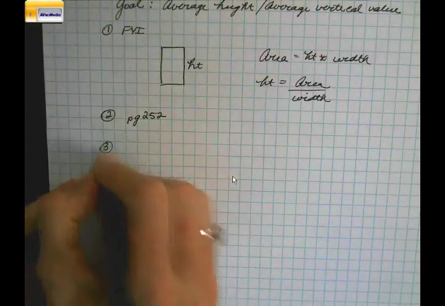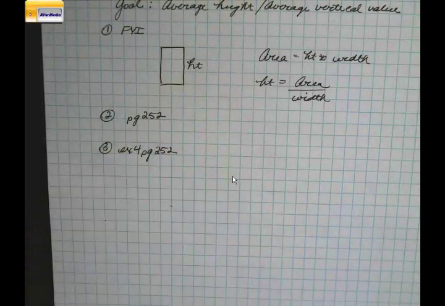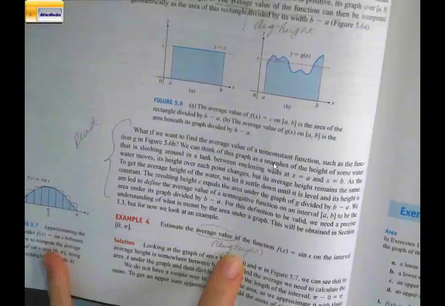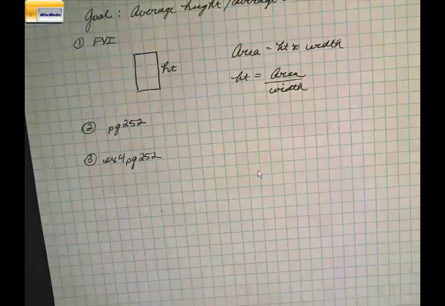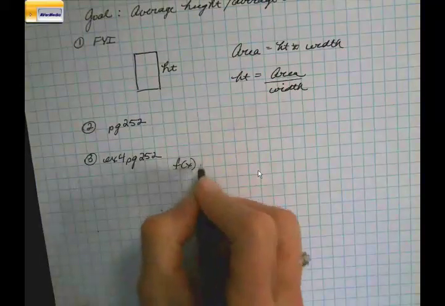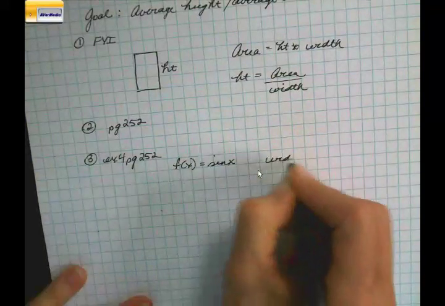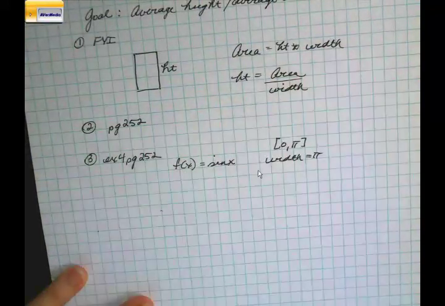Okay, so let's do an example from the book. Let's do example 4 on page 252. So again, you're looking for the average height of the function by taking area divided by width. And so here it is, very quickly, on the same page. Estimate the average value, and I keep writing here average height, I can't emphasize that enough, of the function f of x equaling sine x on the interval from 0 to pi. So the function is f of x equaling sine x, and this is the last one before we'll take a break. And the width, well, is pi. The interval is from 0 to pi.